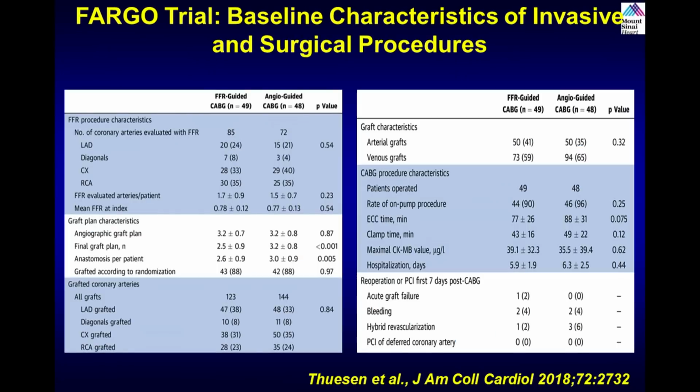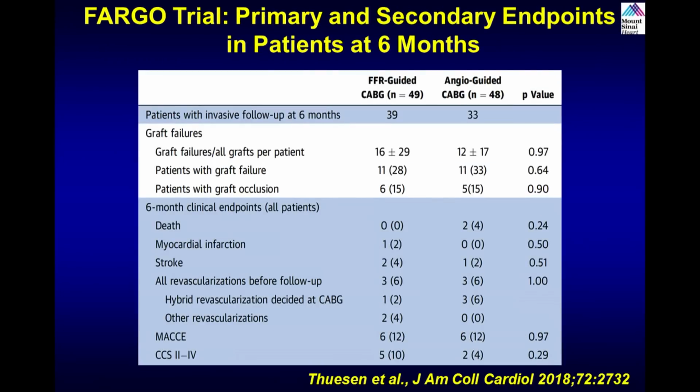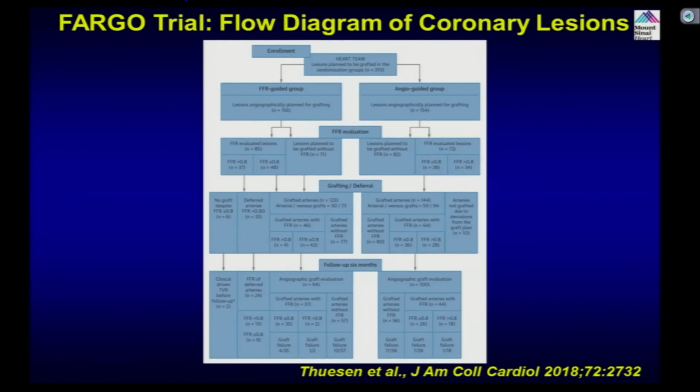So patients in the FFR group, those who had more than 0.8 but were angiographically significant, and then they did not get the bypass surgery, they did the FFR, brought the patients back. So what were the results?